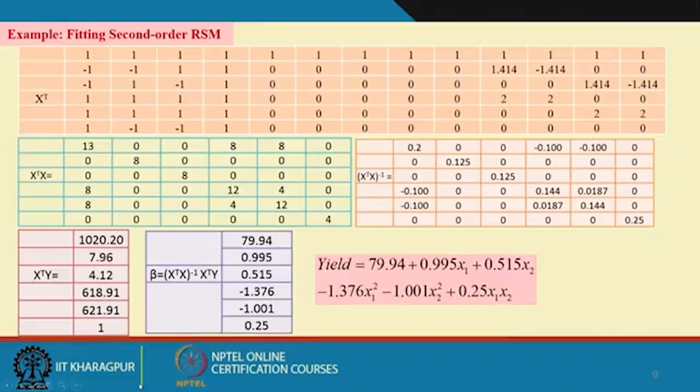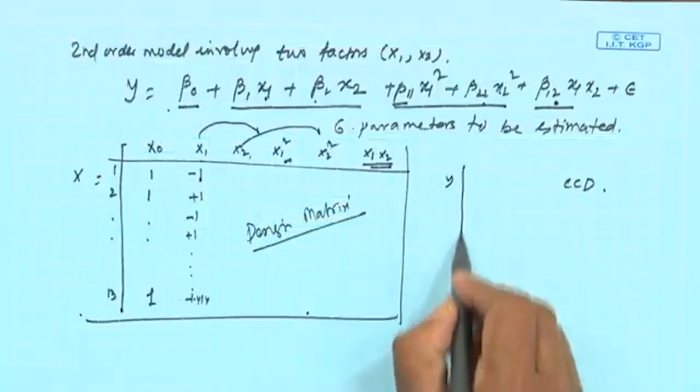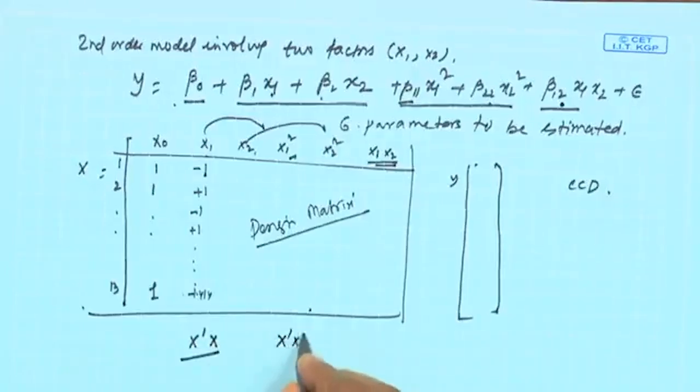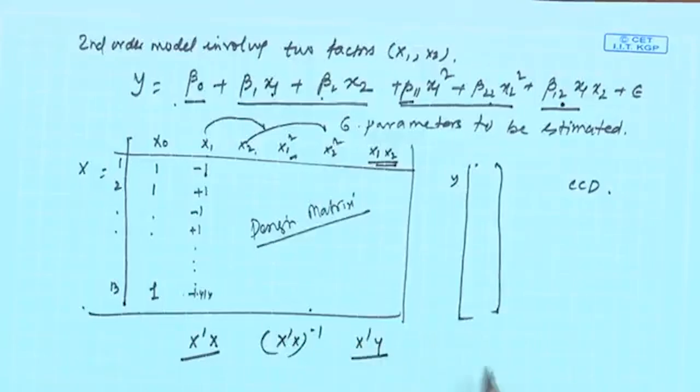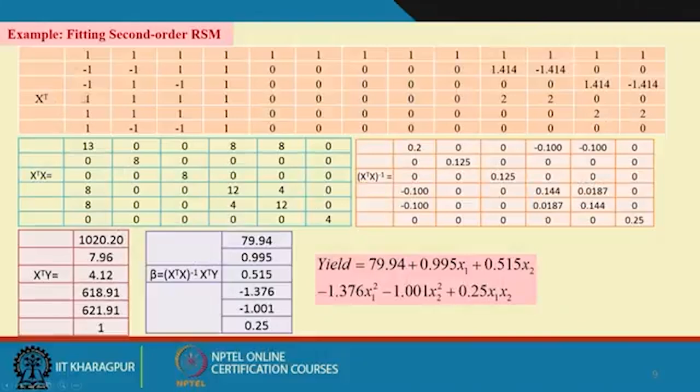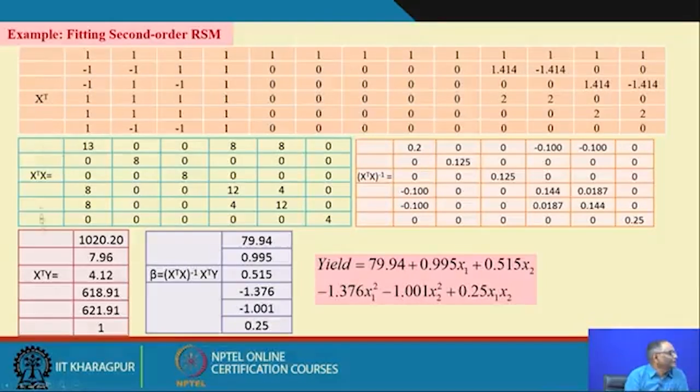First you find out the design matrix. Once you have the design matrix, you also have the y values, the 13 y values. So, what you require is x transpose x to be computed, x transpose x inverse to be computed, x transpose y to be computed, and then finally, beta cap is x transpose x inverse x transpose y. That is what we have seen in the regression lectures. Exactly the same thing we have done here. First we found the x, then x transpose, then x transpose x, then x transpose x inverse, then x transpose y, and beta is x transpose x inverse x transpose y, and this will give you these values.